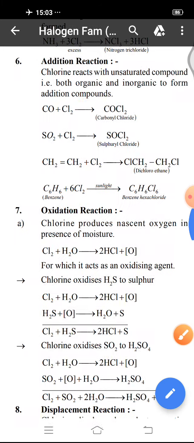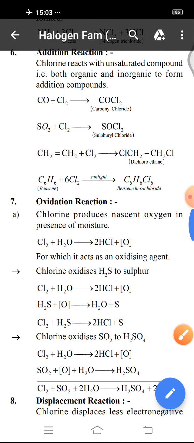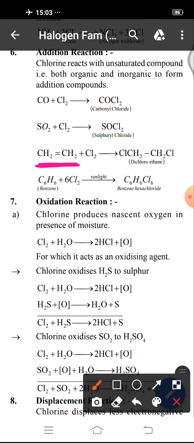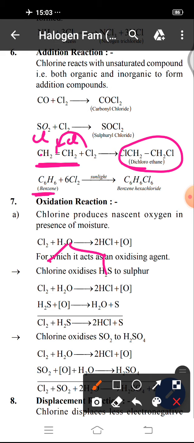Then chlorine reacts with ethene, which has unsaturation. When chlorine reacts with it, the pi bond breaks and a chlorine atom adds to each of the two carbon atoms, forming dichloroethane. Then benzene. Benzene has this structure with 3 pi bonds.